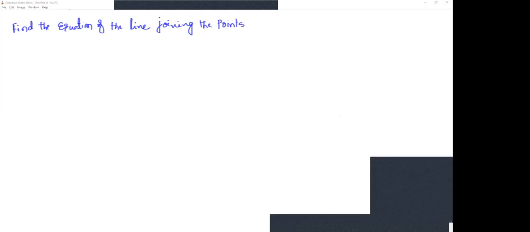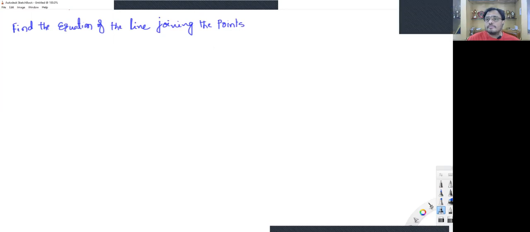In March 2014, they asked: find the equation of the line joining the points (1, 2) and (3, 6) using determinants only. There is no need for you to write any other formula.